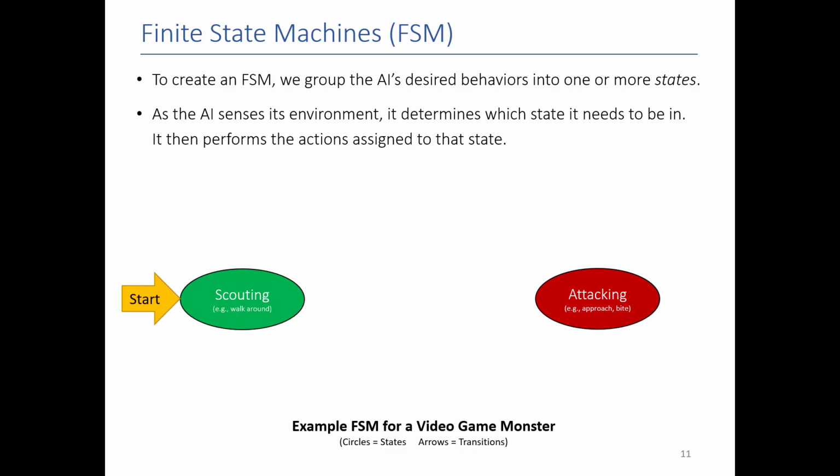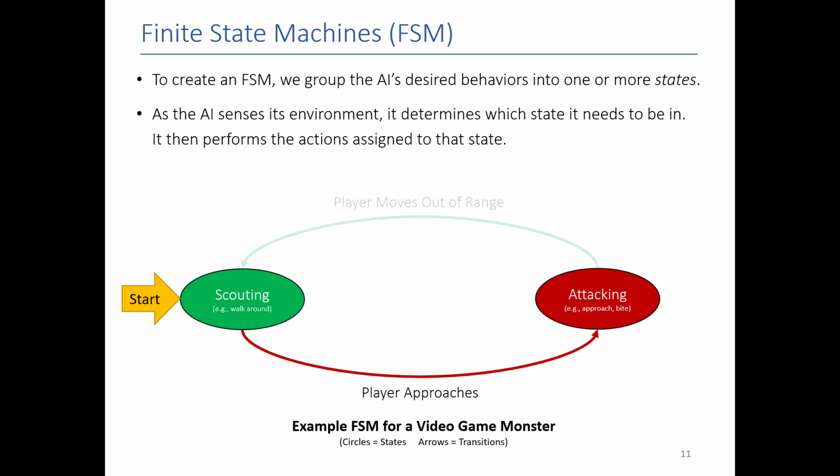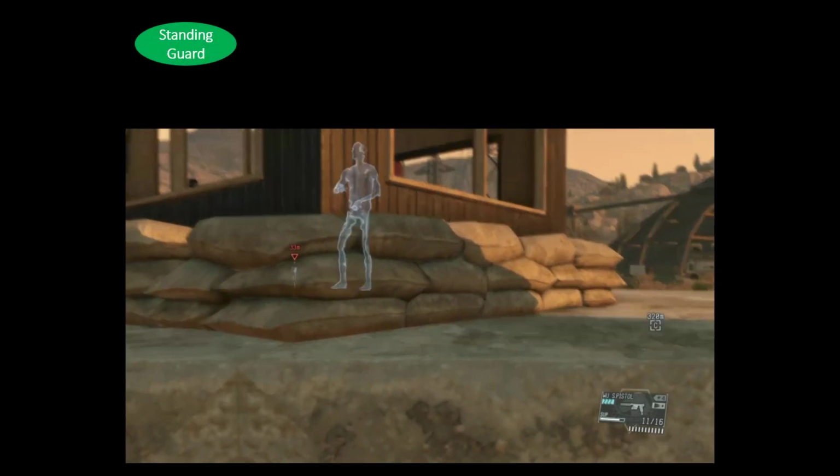So for example, in a game you might start off with scouting, and if the player gets too close, we transition to attacking, and then we start shooting at the player or whatever, and then when the player moves away, we return to the scouting state. So this is a very simple way to talk about changes in behavior of an AI based off of what's going on in the simulation or game. So here you can actually see a live demonstration of a finite state machine in action.